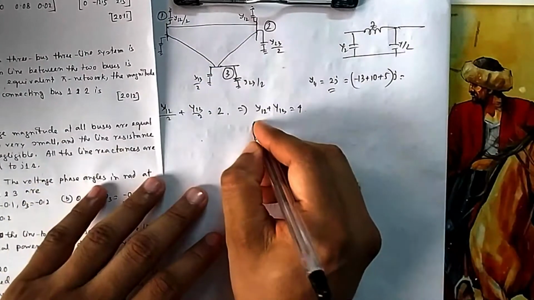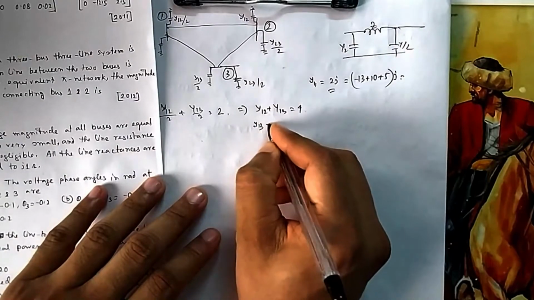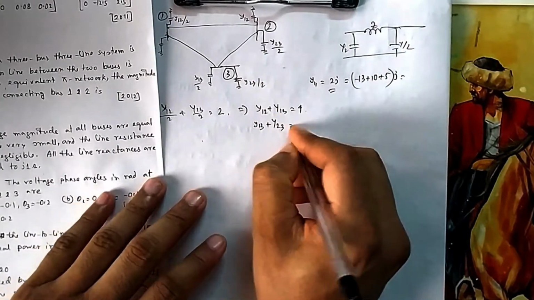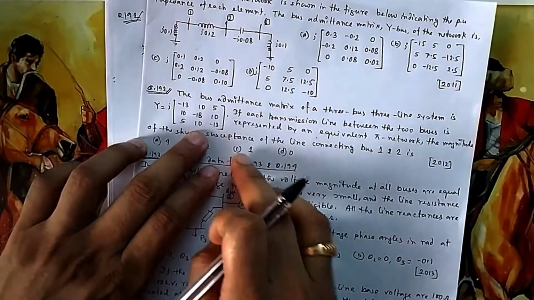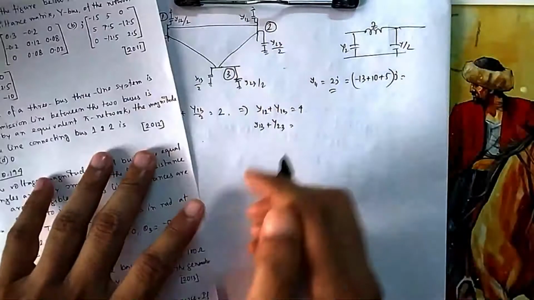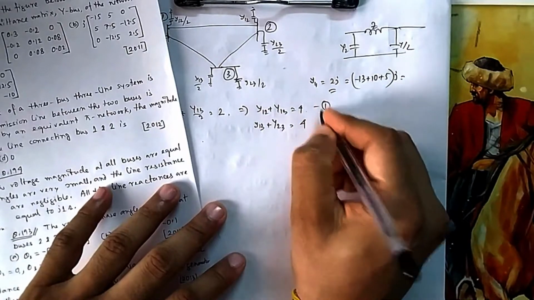For suppose bus 1, bus 3. So y13 plus y23 is equal to, for bus 3, if you add again, the sum of all 3 is again 2. Minus 13 plus 10 plus 5, again it is 2. So it will be 4. So equation 1, equation 2.